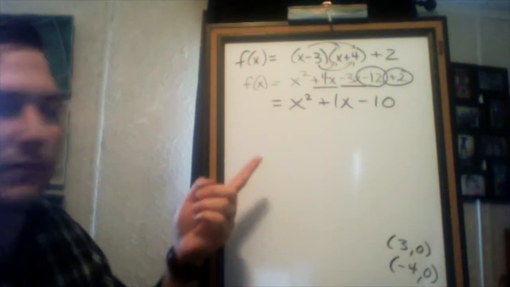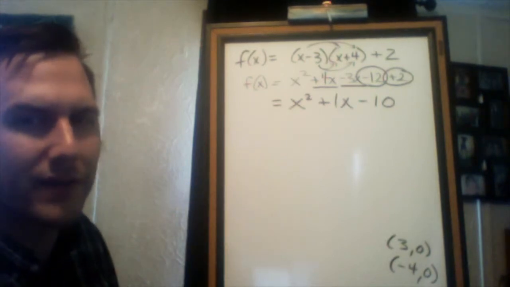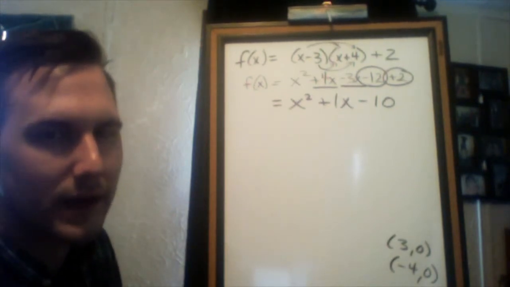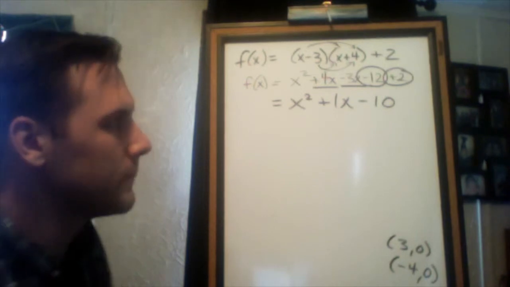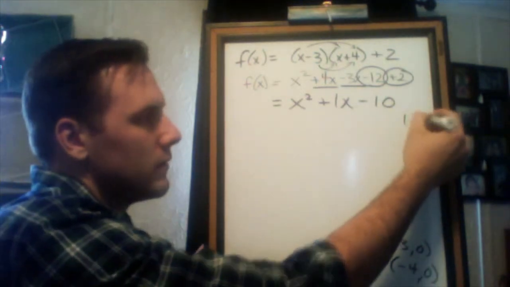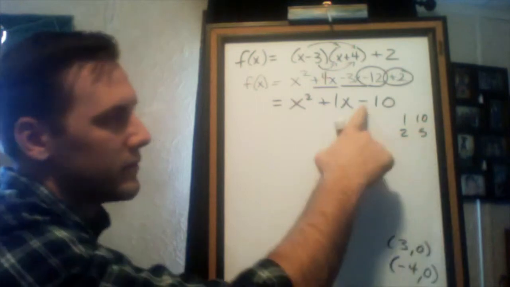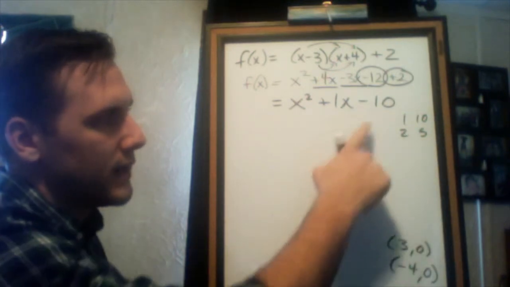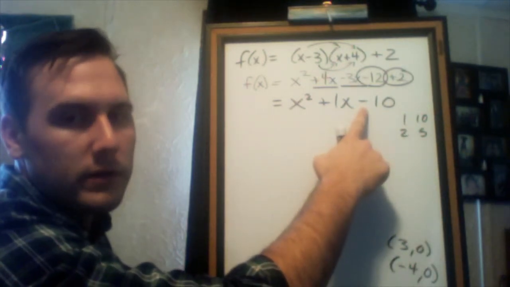So I can first see if I can factor this expression. I'm looking for factors of negative 10 that add up to positive 1. Okay? So factors of 10 are 1 and 10, 2 and 5. Now since I want to multiply the two numbers and get a negative, that means one needs to be negative and one needs to be positive.